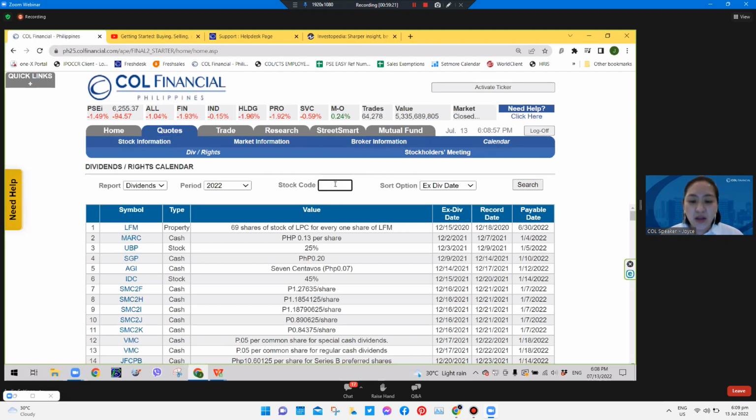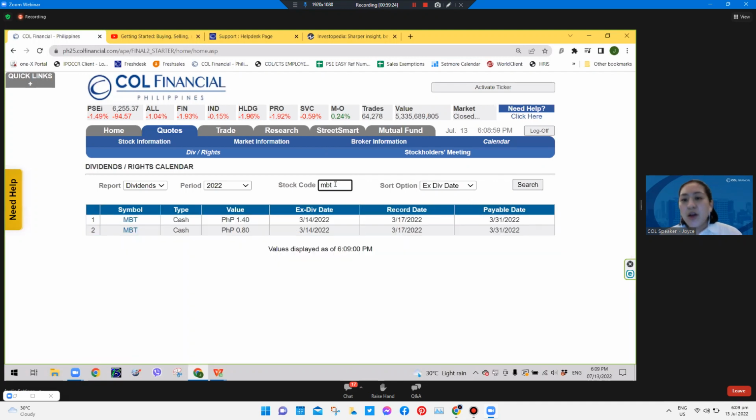Okay, so let's take a look at Metro Bank here. This is the stock dividend for Metro Bank. This is how you read it. It says here that there are two here. One is at 1.40 pesos, one is at 80 cents. That means one is a regular dividend, one is a special dividend. That means they earn more than what's expected, so they're giving more dividends as well. So together they are actually giving about 2 pesos and 20 cents for every share that you have.